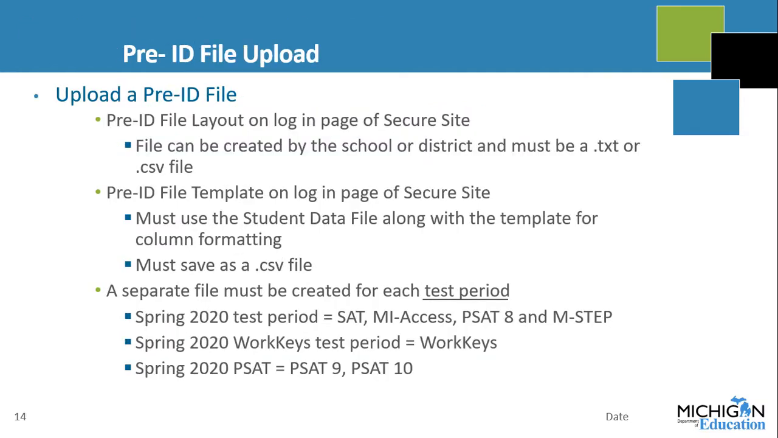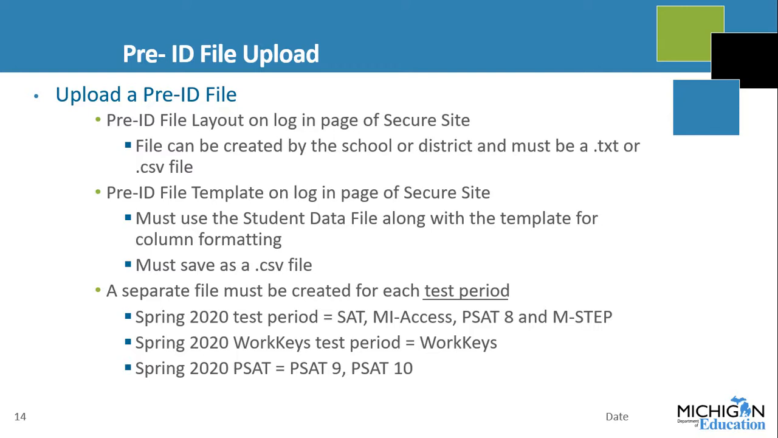There are 3 different ways for districts and schools to pre-identify additional students on the secure site. One of those ways is to create a pre-ID file and upload it to the secure site. The pre-ID file must be in our required format, and you can find the pre-ID file layout at the bottom of the login page of the secure site before you log in. The pre-ID file must be a text or a CSV file.